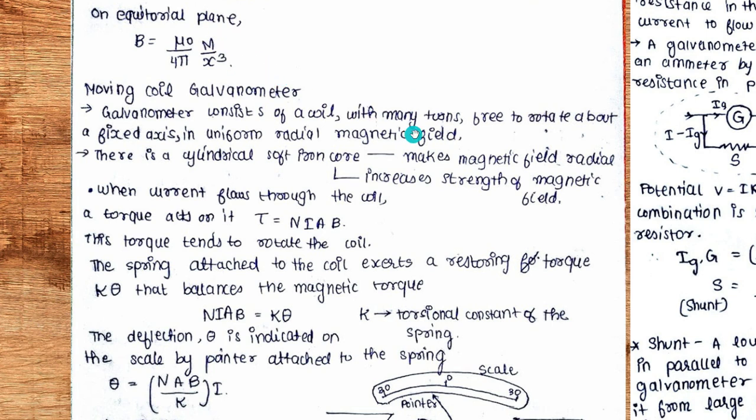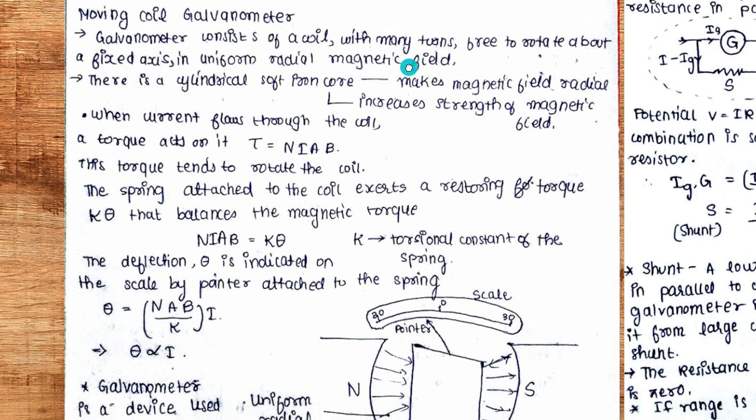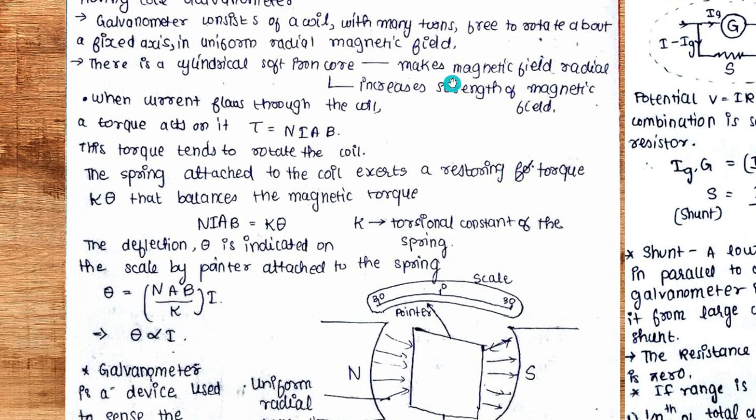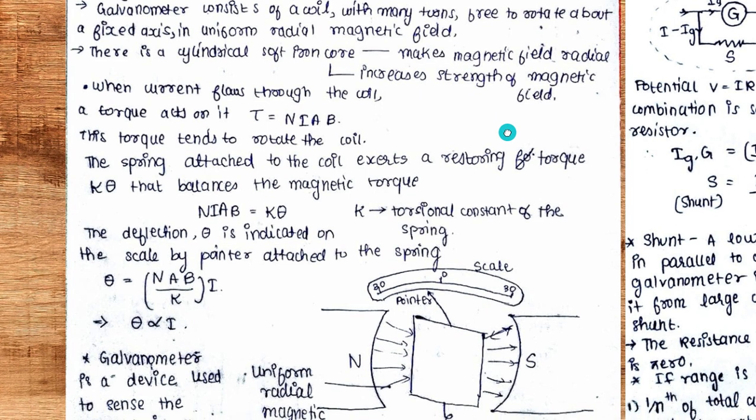Now coming to the final topic, that is moving coil galvanometer. A galvanometer consists of a coil with many turns. It is free to rotate about a fixed axis in a uniform radial magnetic field. There is a cylindrical soft iron core. Now, what is the function of the soft iron core? It makes the magnetic field radial and it increases the strength of the magnetic field.